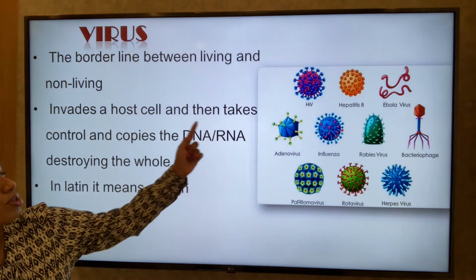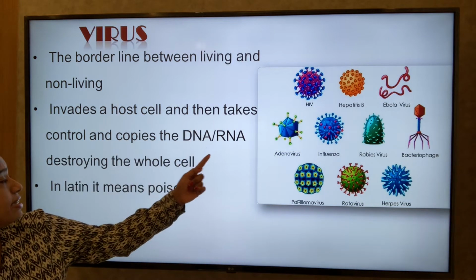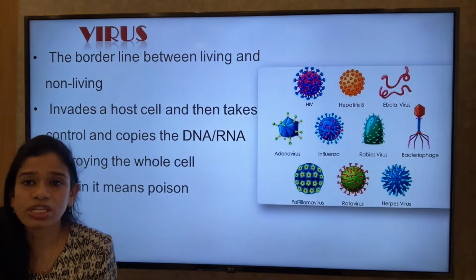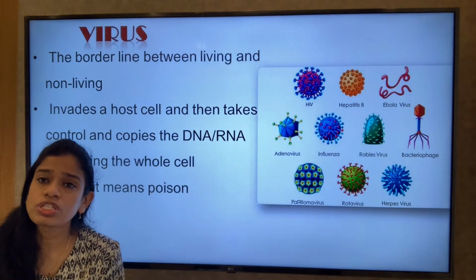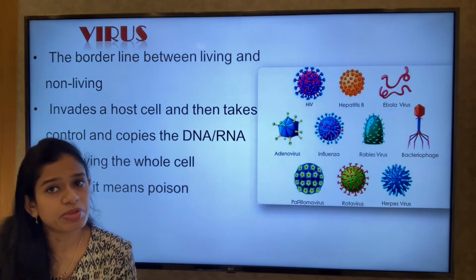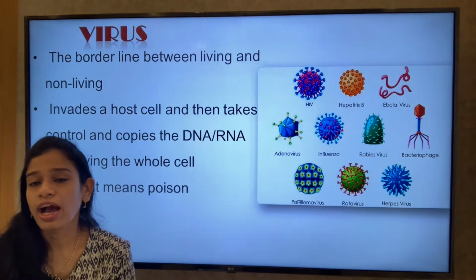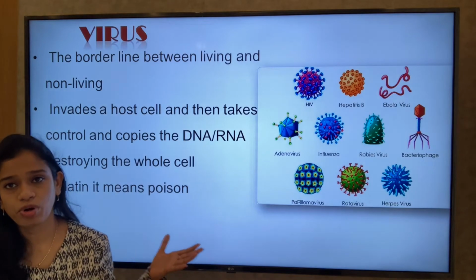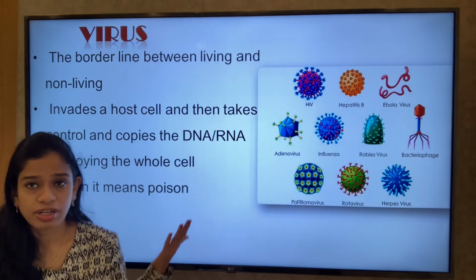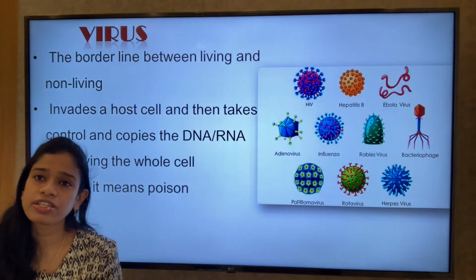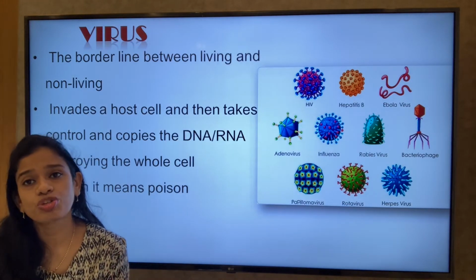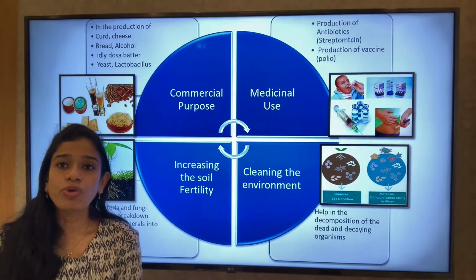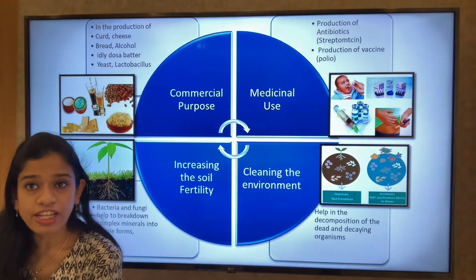It invades the host cell, takes control and copies the DNA or the RNA, destroying the whole cell. In Latin, virus means poison. So we can understand they are always our enemies, our foe. They are not our friends. And they have a special characteristic, that they are the borderline between the living and non-living. These are the characteristics of the microorganisms which we need to remember, because we could be asked questions based on this. Now when we started the chapter, we said they are friends also.